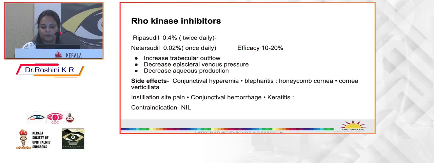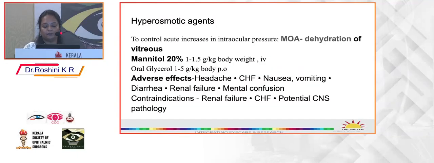Rho kinase inhibitors are a newer addition. Commonly used are ripasudil and netarsudil. They increase the trabecular outflow, decrease episcleral venous pressure, and decrease aqueous production. Side effects are common: conjunctival hyperemia, blepharitis, honeycomb cornea as well as cornea verticillata, and conjunctival hemorrhage and instillation site pain are also there. Currently no contraindications.